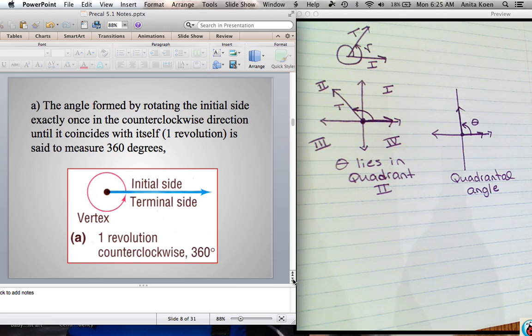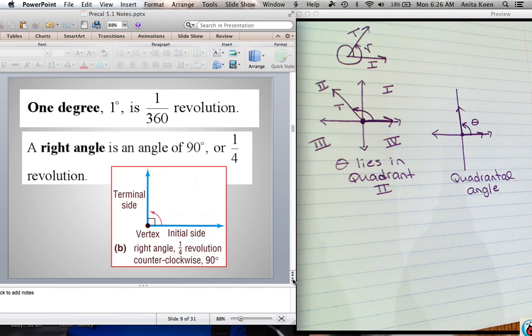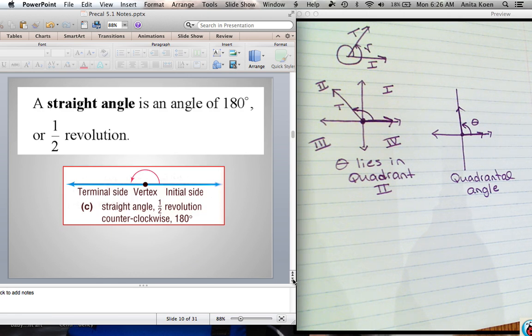So hopefully you remember this from geometry as well, because you remember a circle has 360 degrees. So if I start at the initial side, rotate the initial side all the way around until it coincides with itself, then you have one revolution. If it's counterclockwise, that's positive 360 degrees. 1 degree is 1/360th of a revolution. A right angle is an angle of 90 degrees or a quarter of a revolution. A straight angle is an angle of 180 degrees or half of a revolution.